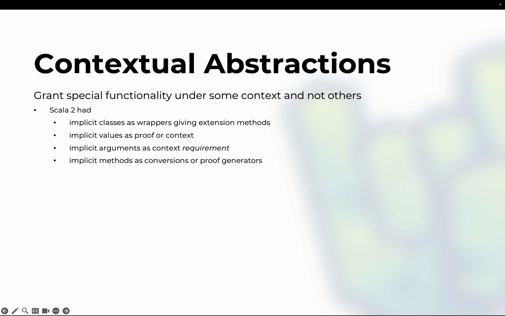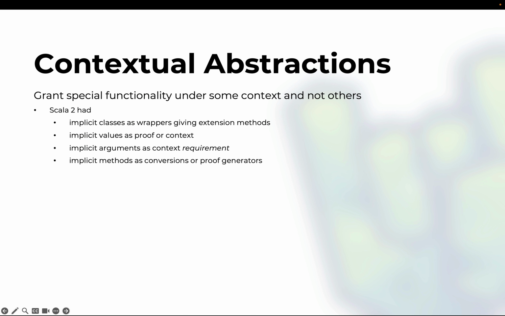Now, I use pattern matching as a warm-up example because where Scala truly shines is in contextual abstractions, which is the ability to grant some special functionality under some context and not others. And this can become a topic on its own and a conference on its own. But I'm going to keep it short just in terms of contextual abstractions, in terms of the mental models of these languages. So originally, Scala 2 had the implicit keyword, which was overloaded with meaning.